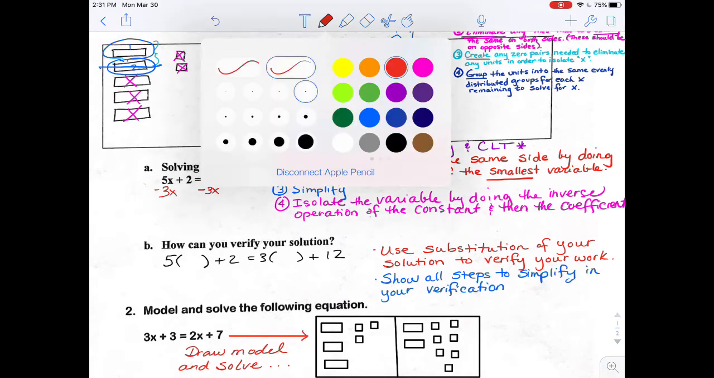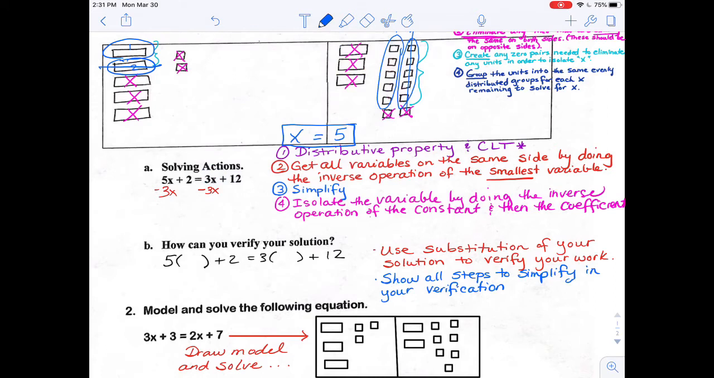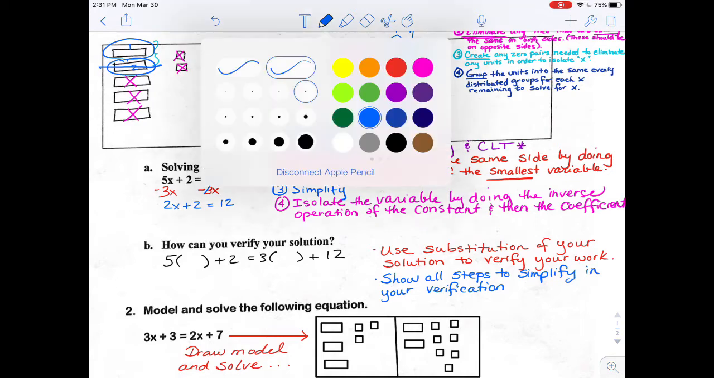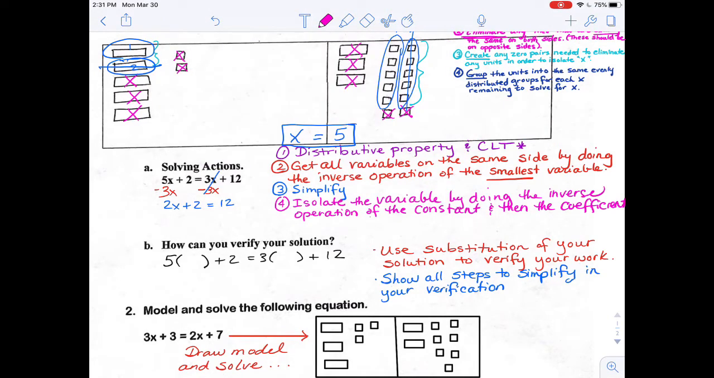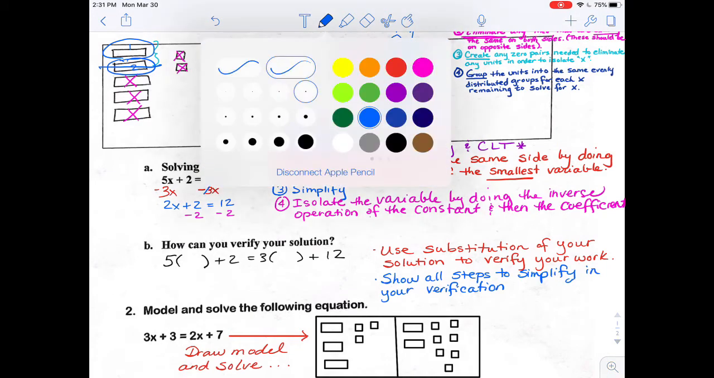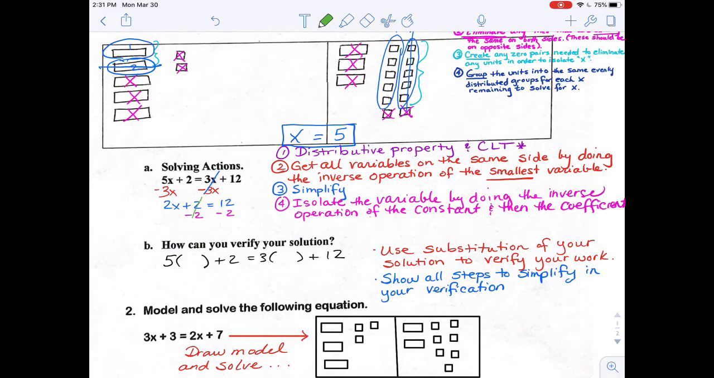And now I'm going to go ahead and simplify. When I simplify, that creates a 0 pair, and I'm left with 2x plus 2 equals 12. Now we're going to isolate the variable by doing the inverse operation of that 2. So I'm going to subtract that 2 on both sides. Again, show your simplification. That's what the solving actions are. So I can see that this is going to cross out, and I'm left with 2x equals 10. And now I can continue to isolate the variable by dealing with the coefficient.